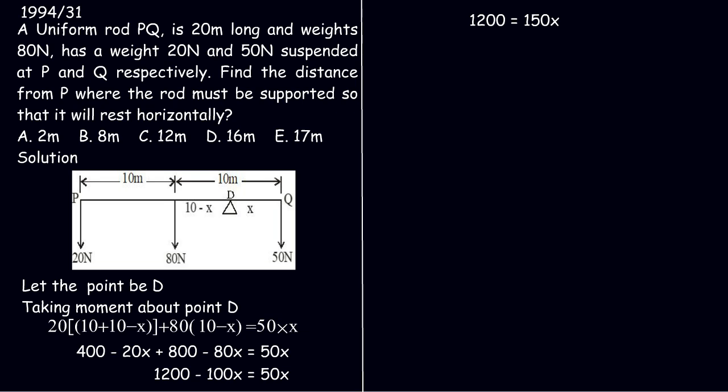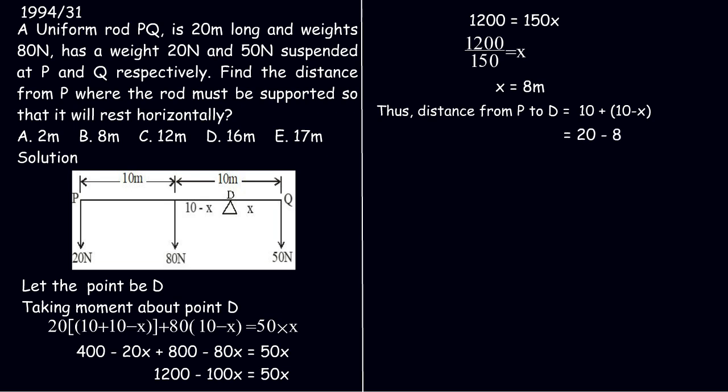side, it becomes positive. Now dividing both sides by 150, it becomes 1200 divided by 150 equals s, and s equals 8 meter. So the distance from P to D will be equal to 10 plus in bracket 10 minus s, which is equal to 20 minus 8, because s is 8, which is equal to 12 meter. And the correct option is C.